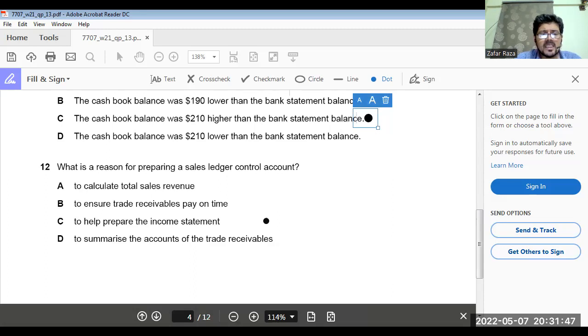Okay. What is the reason for preparing a sales ledger control account? What do you think should be the reason? No. Not to calculate total sales revenue. Okay. Now, no, it has nothing to do with the timing. Nothing to do with the income statement. Yes, D option is left. This is the correct option.